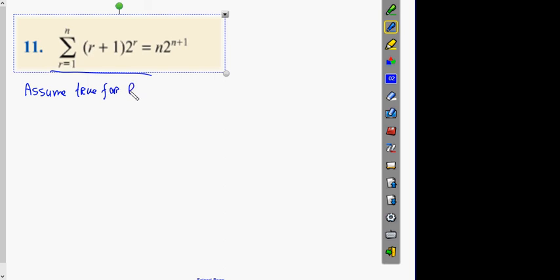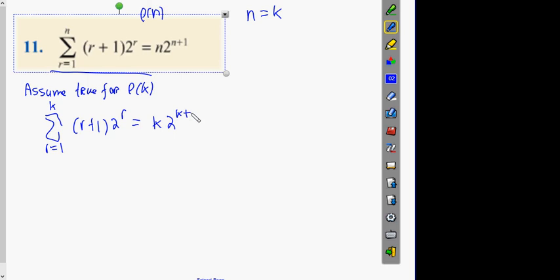Now, like last time, P equals P of k. This whole thing is P of n. If I want to convert P of n into P of k, it's exactly what your eyesight tells you. It's replacing all n's you see with k's. So, I'm going to get the sum of k, r equals 1, (r plus 1) times 2 to the power of r, all over k into 2k plus 1. Stop there. I'm next going to try and prove for P of k plus 1.